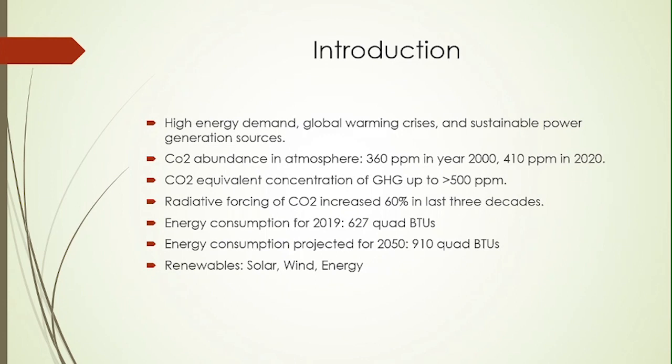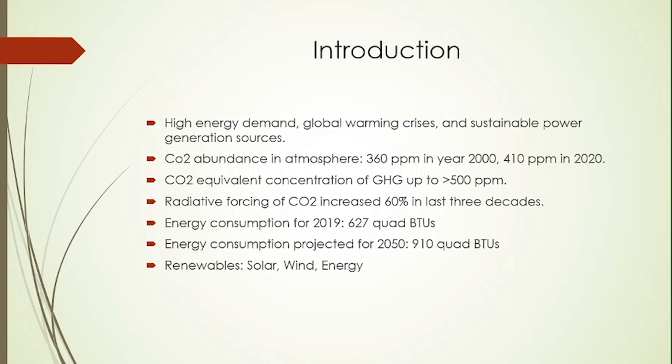So, as the energy demand increases, electric utilities are under high pressure for incremental production as well as finding new and reliable resources for power generation. In addition to that, with the current global warming crisis, utilities are more inclined towards finding sustainable power resources. Carbon dioxide and other greenhouse gas concentration in the atmosphere is increasing rapidly every year. CO2 abundance in the atmosphere has upsurged to more than 410 ppm in the beginning of the year 2020 from 360 ppm almost two decades ago.